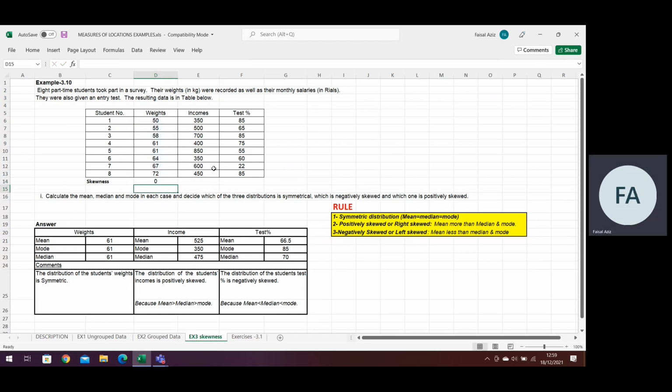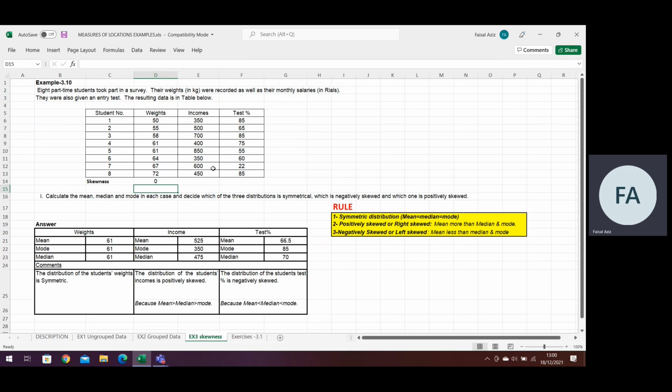So skewness will be 0. 0 means this is perfectly balanced. It is exactly a bell-shaped distribution. Whenever data is perfectly balanced and symmetric, in this case all its measures of location, including mean, mode, and median, will be the same.